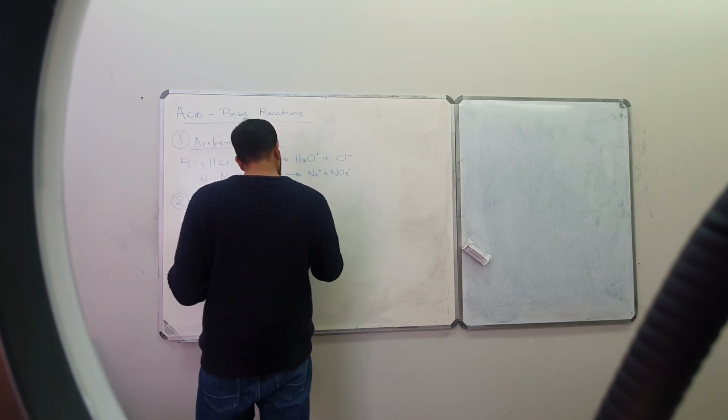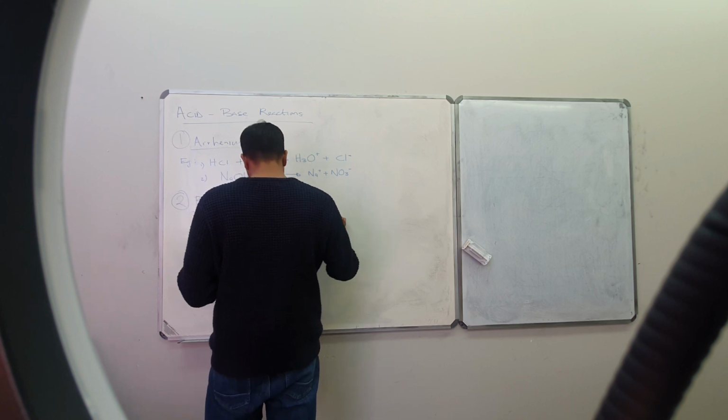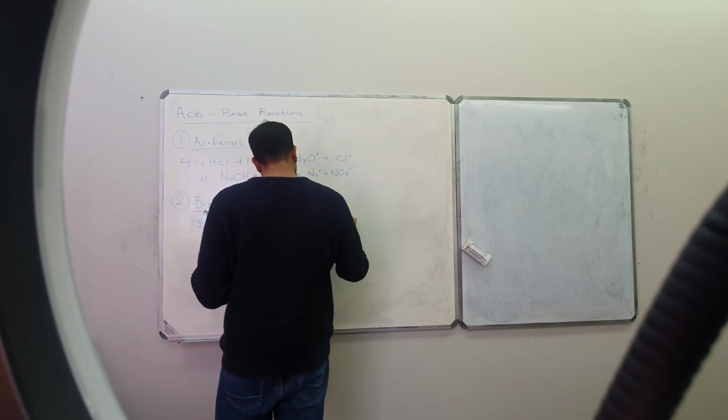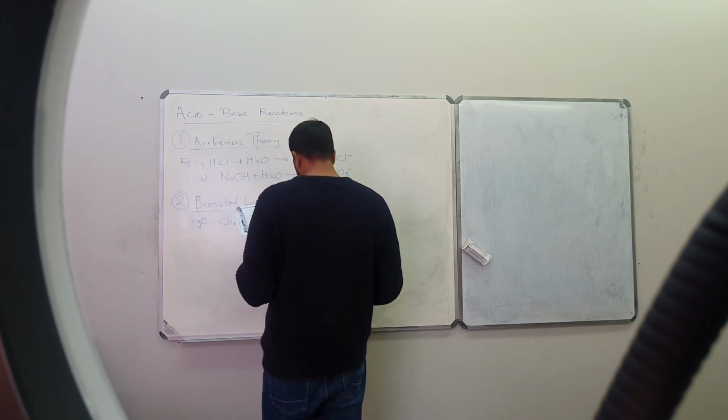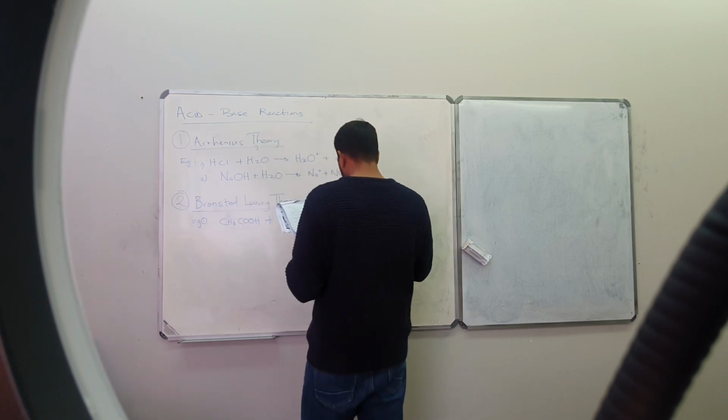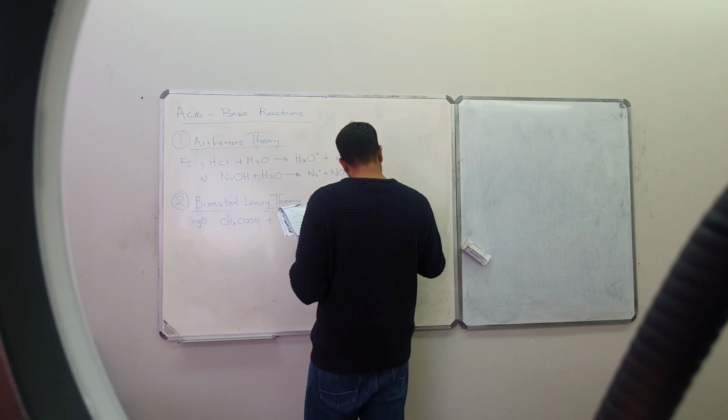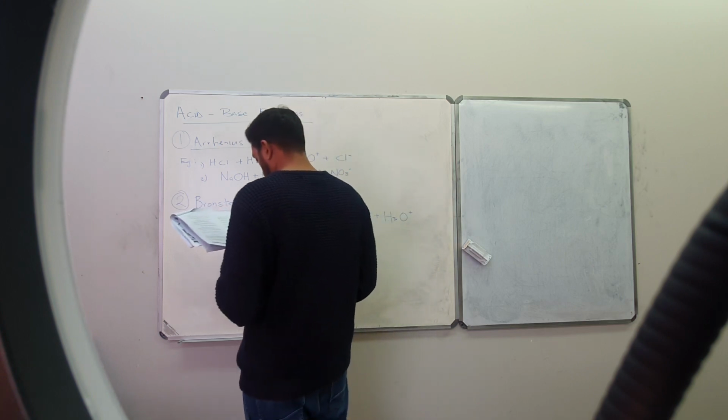So given ammonia, write the conjugate acid and the conjugate base of NH3. For the conjugate acid, we've got to add a hydrogen. It's NH4 with a plus charge. To write the conjugate base, we need to remove a hydrogen. So it's NH2 with a negative charge.